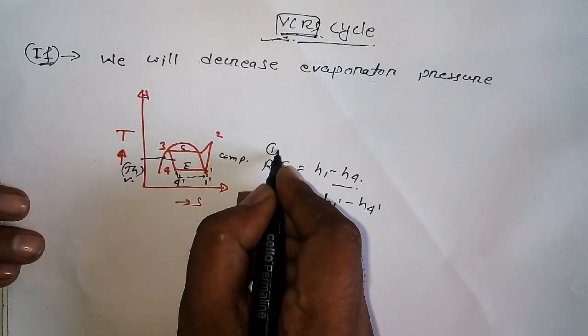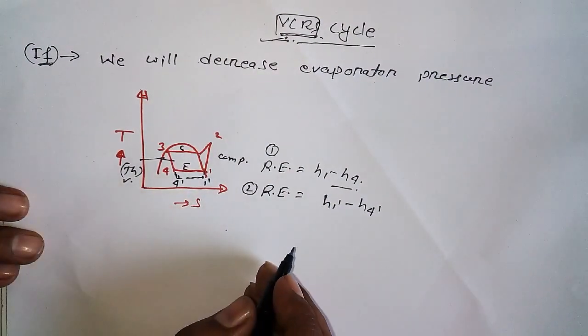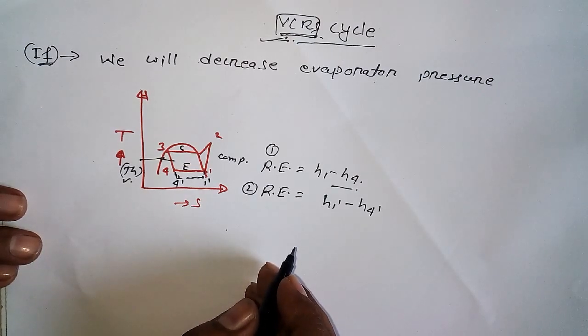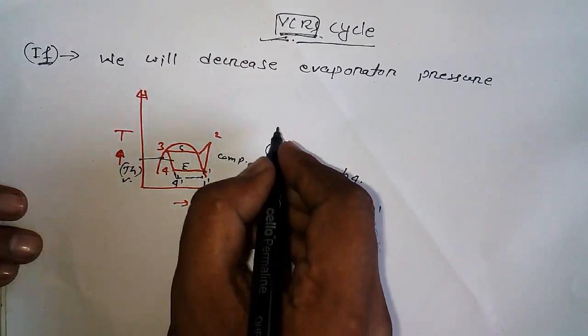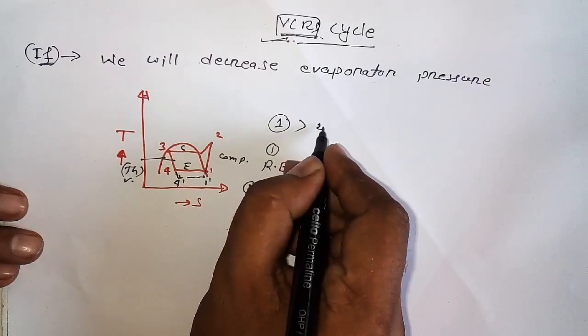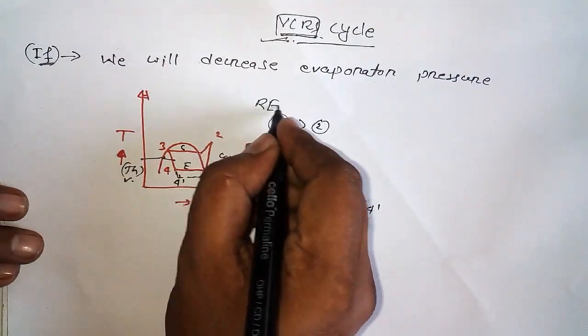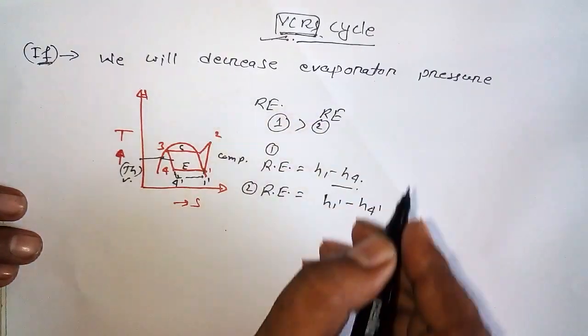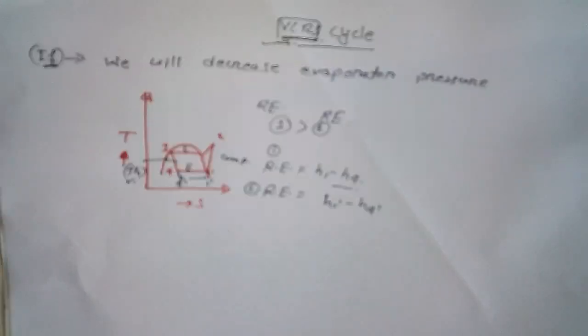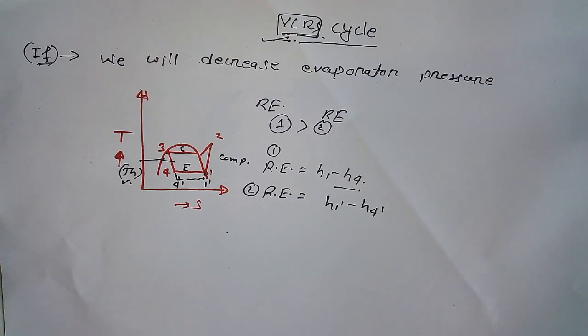Now suppose that this is 1, this is 2. Can you guess which one is more? As you can see here, 1 is greater than 2. That means refrigerant effect without decreasing evaporator pressure is more than after decreasing evaporator pressure.